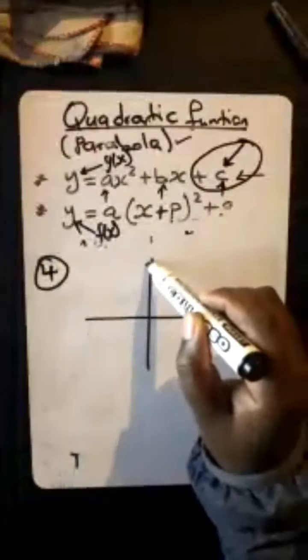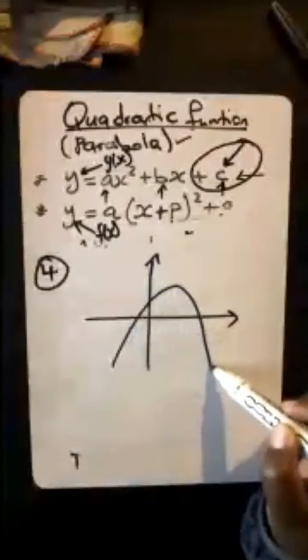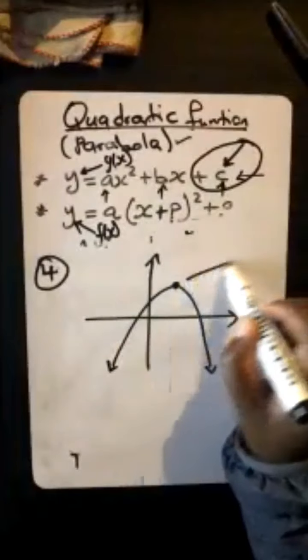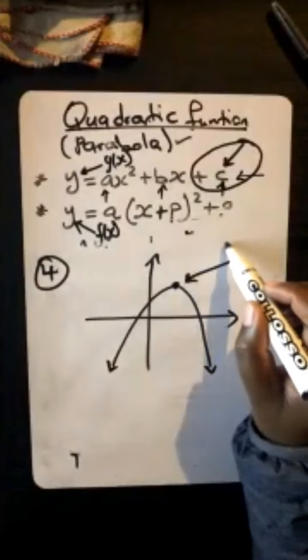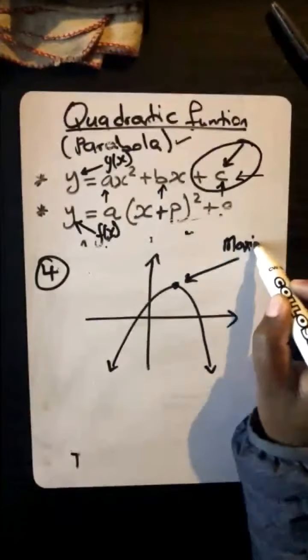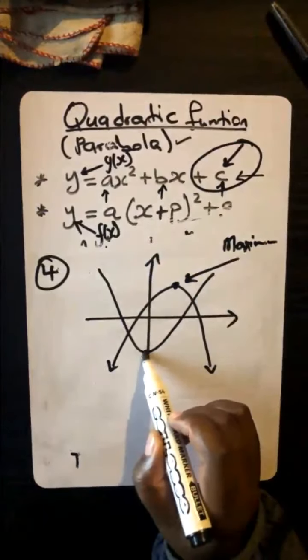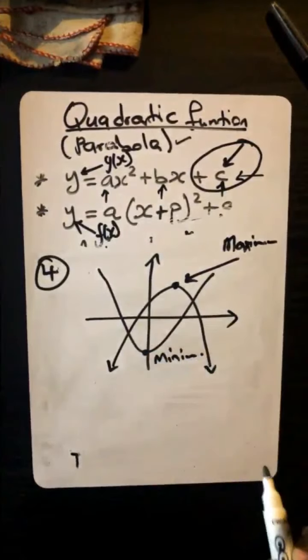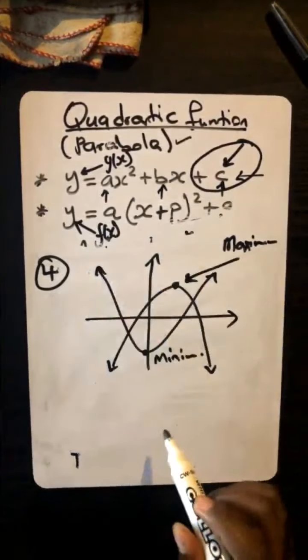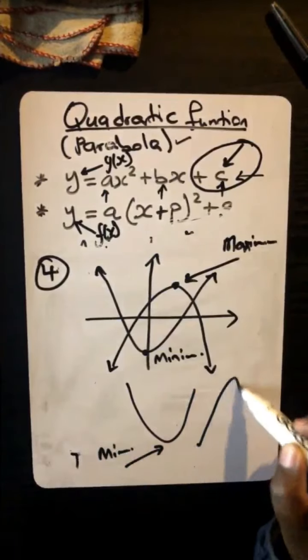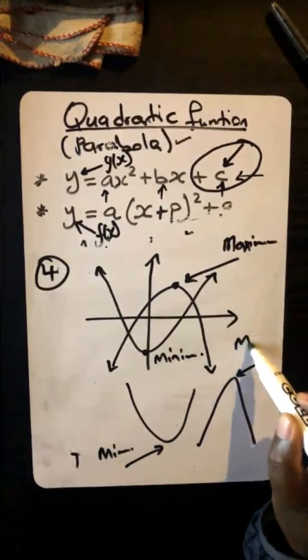The next part is number, what is it? It's number 4. So this type of a function, you've got that one where you've got the negative a value. This is the turning point. So that point is what we call the maximum point. This is the maximum point. But if it's like that, then the turning point there is the minimum point. So you just need to know that if it's like that, then the turning point there is the minimum point. And if it's like that, the turning point there is the maximum point.